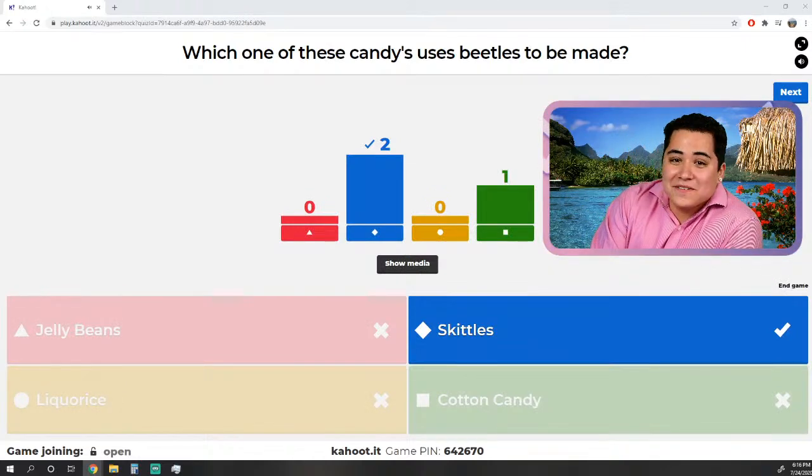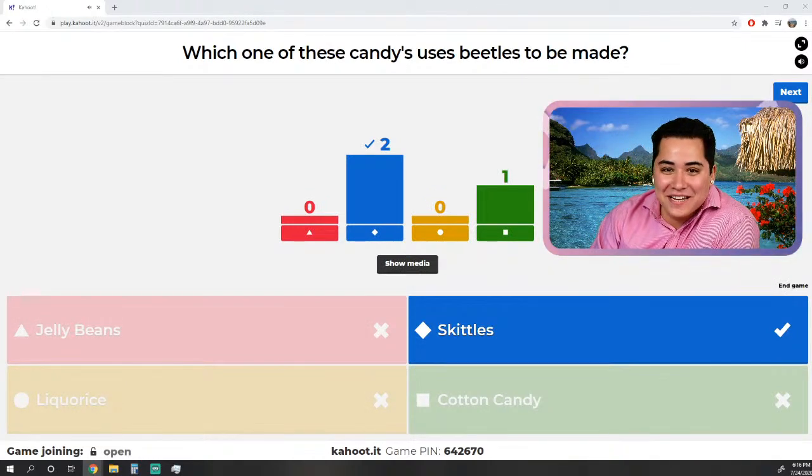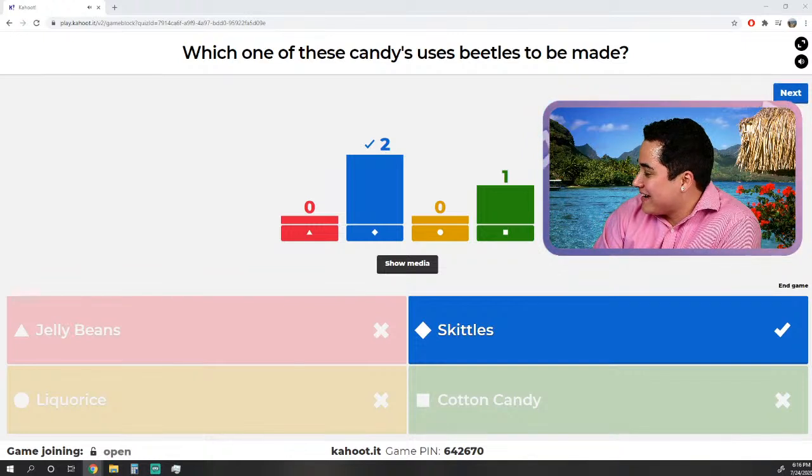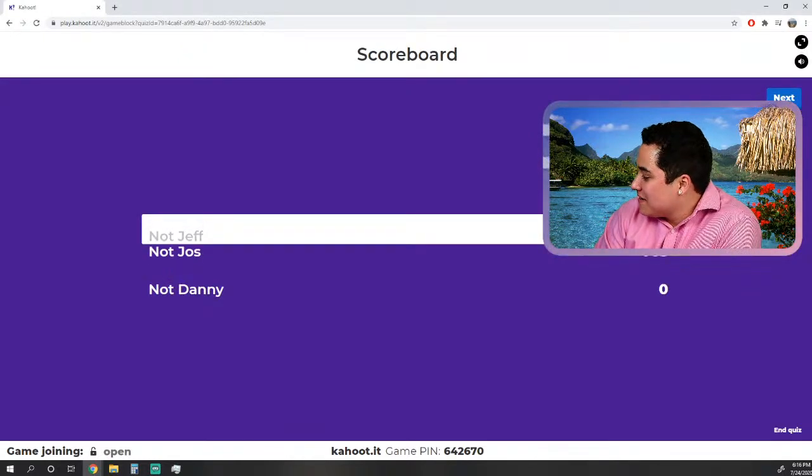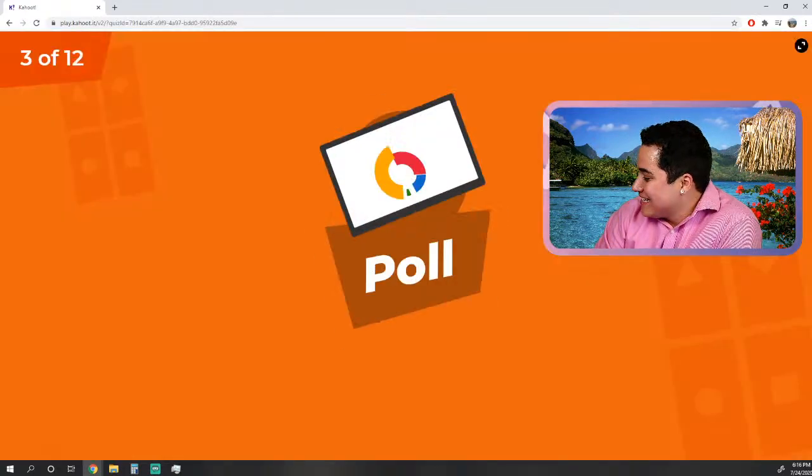The answer... Oh, good job. You guys knew this one. Skittles. Yeah, it's used in the red dye. So if you like Skittles, hope you enjoy that beetle dye. Good job, Joss. I mean, not Joss.